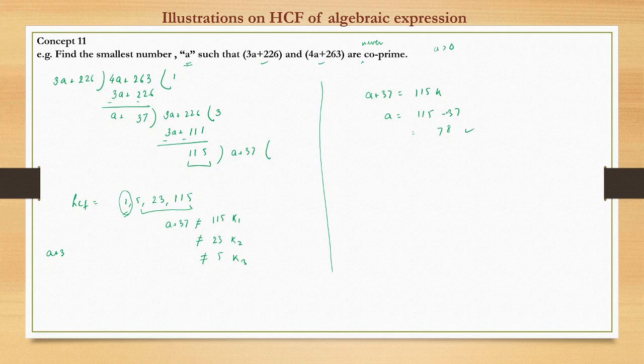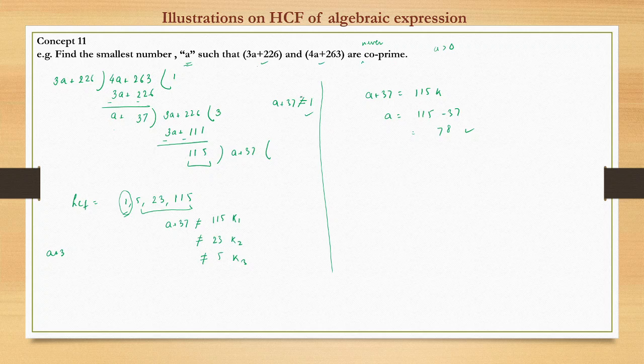So this is one case. Or we could have seen here itself, if a plus 37 would have been 0, it would have become 1. So here we need to be very sure that a plus 37 is not equal to 1. If it becomes 1, then here itself the HCF would be 1. So this has not to be 1. So for this, and since we have put a condition that a is greater than 0, this will not be a case. So 78 is the answer here. So 78 is the lowest value of a such that these two expressions are never co-prime, right?